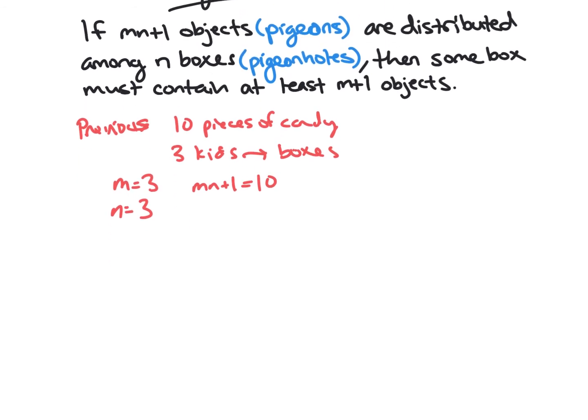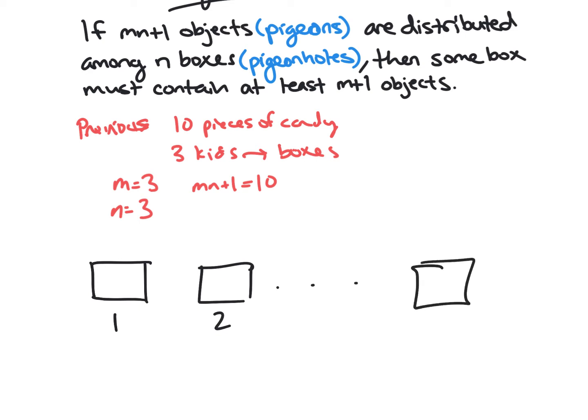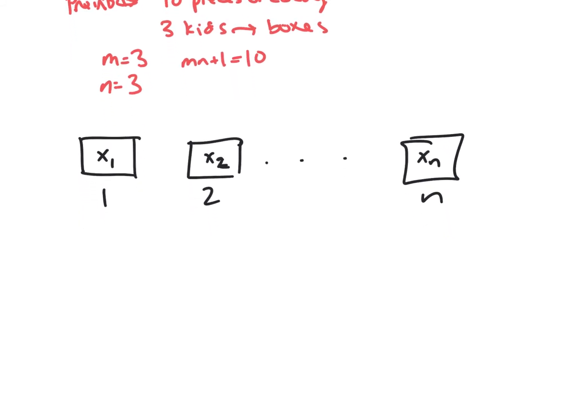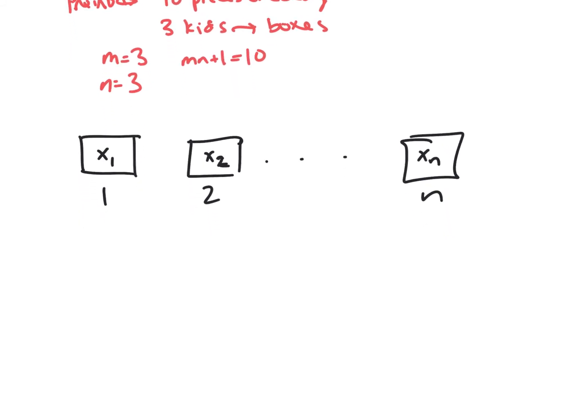So how do we show this in general? I find it can be helpful to draw a picture. So if we have box 1, box 2, down to box n, and let each of them contain some number, call it xi for box i, then we want to show that there are at least m plus 1 if we start with mn plus 1, right? So we're going to prove this by contradiction. So suppose no box has more than m objects.